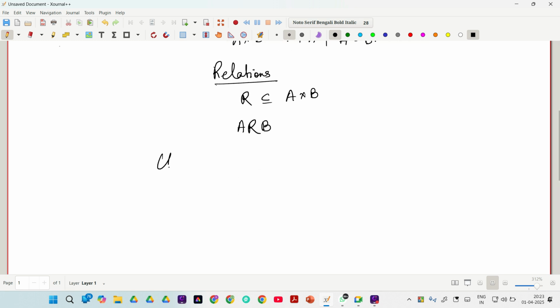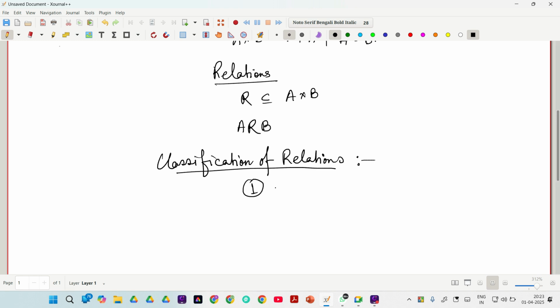Now, the classification of relations. There are three types of relation. From here, class 12 is starting. Until now, you have learned this in class 11. So what is the classification of relations?